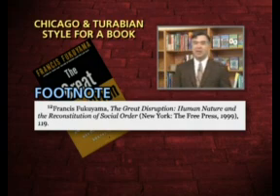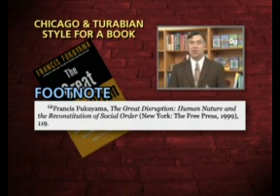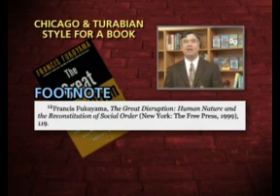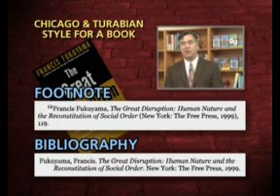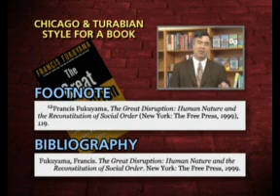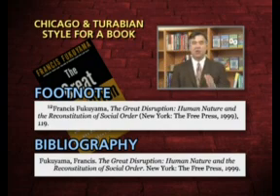Francis Fukuyama, The Great Disruption, Human Nature, and the Reconstitution of Social Order. New York, The Free Press, 1999, page 119. Here's what the bibliographic listing for the same book would look like. Fukuyama, Francis, period. Notice the author's last name appears first. Then the book title, The Great Disruption, Human Nature and the Reconstitution of Social Order, period.